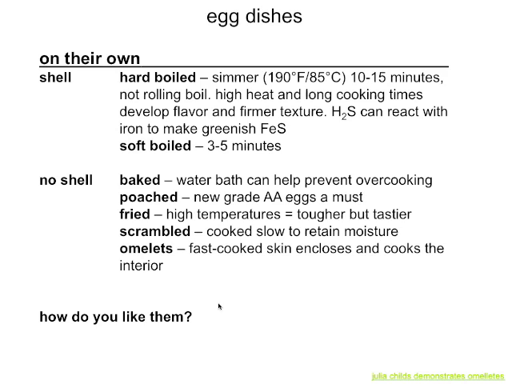Scrambled eggs. Your text dedicates a lot of energy to thinking about the proper way to cook scrambled eggs. Part of it is to cook them slowly, and this again keeps your network open and retains a lot of water. Omelets are very fast cooked on the exterior, and then you close that exterior up and cook the interior more gently.